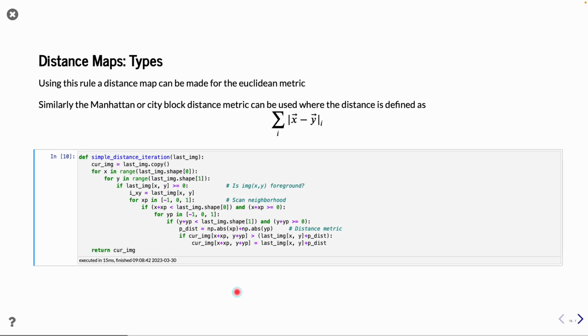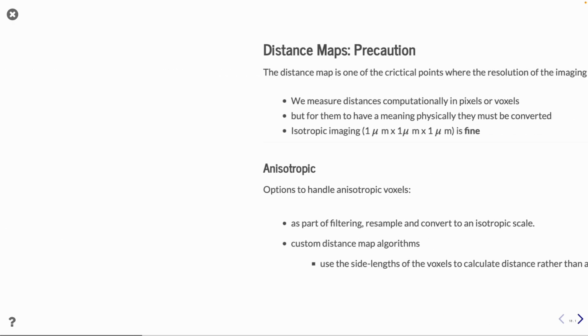So here would be the city block type, where you only compute the absolute distance, and that is of course much faster than doing the Euclidean. And that is the same simulation.